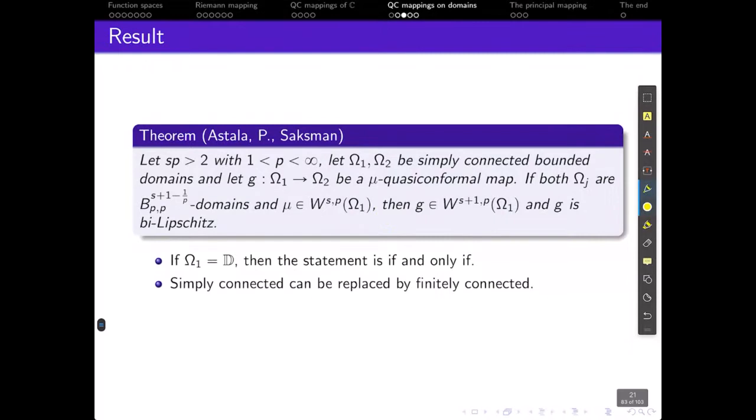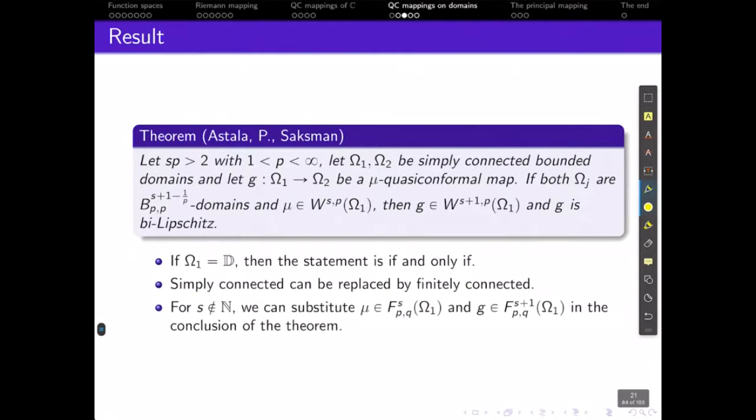If omega 1 is a unit disk or just a very regular domain. For simply connected domains, we can replace simply connected, sorry, with finitely connected. And for numbers that are not natural, for the smoothness, we can use this Triebel-Lizorkin.